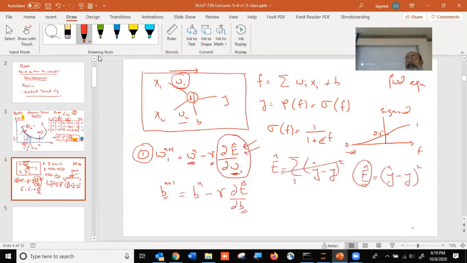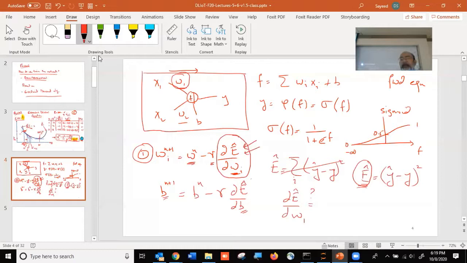Okay, and we have an equation of the loss function with respect to y, but we don't know what it is with respect to x or with respect to w. So how can you find the rate of change of E hat with respect to w, let's say w1? How do you do that? Sorry?